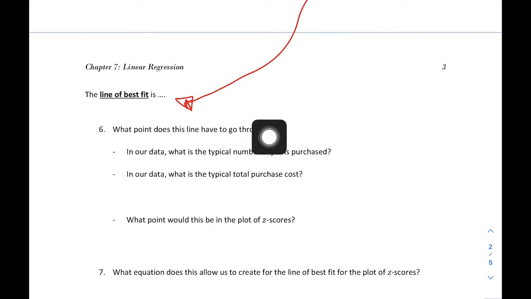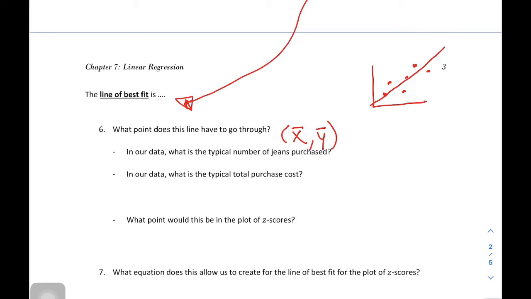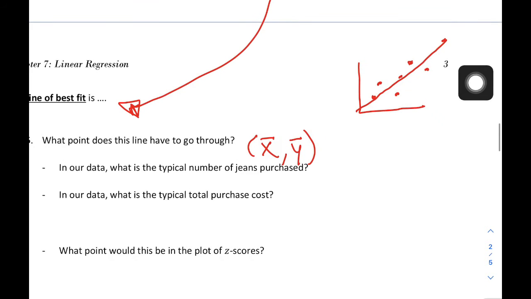We're going to skip a lot of questions here, but one thing to really understand with this is that a line of best fit should go through the average of all your x coordinates and the average of all your y coordinates. So real quick, if I just drew this scatter plot, and I just drew a line of best fit, you notice that the line doesn't go through every single point. Maybe it goes through one, maybe it goes through none.